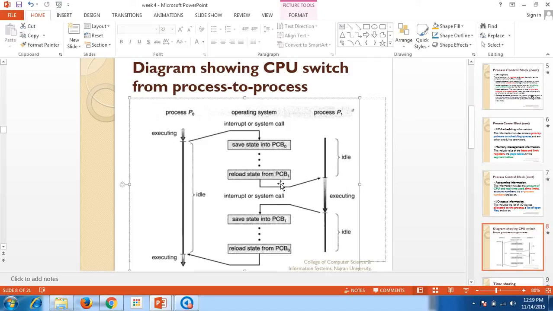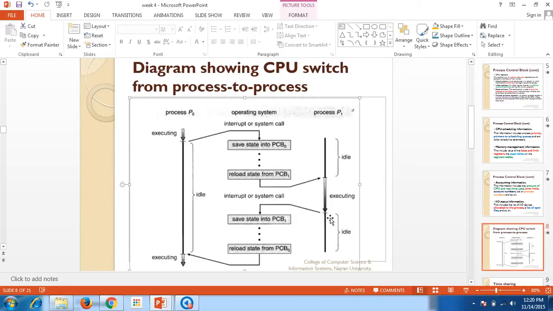So, reload state from PCB1. It means maybe before P0 started execution, P1 had already executed some portion of its instructions. So whatever state was stored for process P1, we need to reload, and then you see the control is going to process P1. Now P1 is in execution mode.